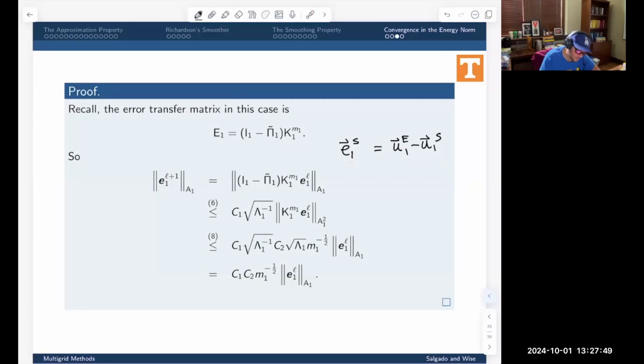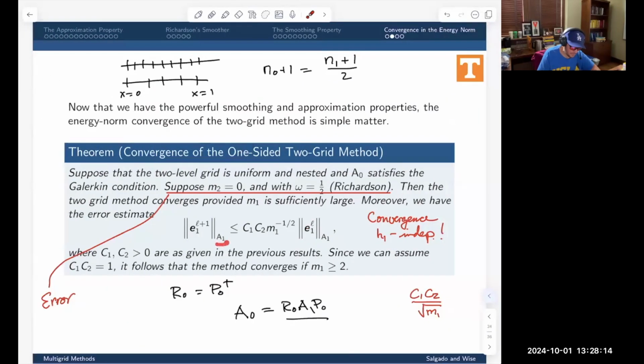Now what we showed previously was that E1L plus 1 is equal to E1 times E1L. So that's what the error transfer matrix does, it transfers the error from the L stage to the L plus 1 stage. So this is an exact expression. Now, why are we computing the error in the energy norm? Well, it's because that's what we want to estimate in the analysis. But the reason we're using the energy norm here is because the two properties that we use, the approximation property and the smoothing property, use that norm.